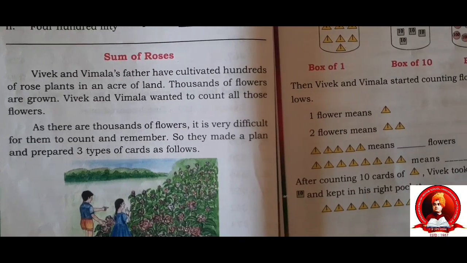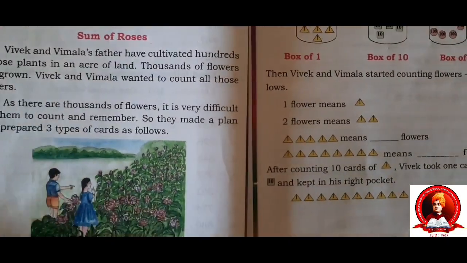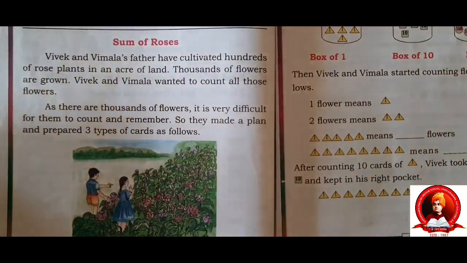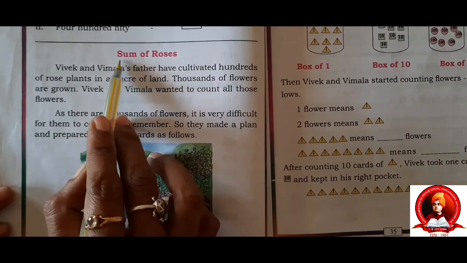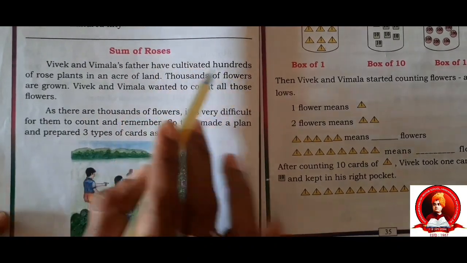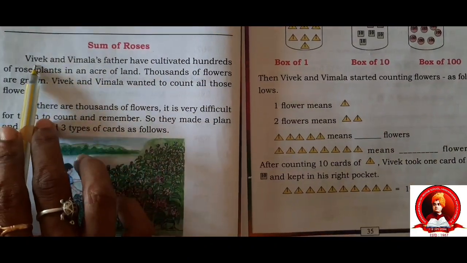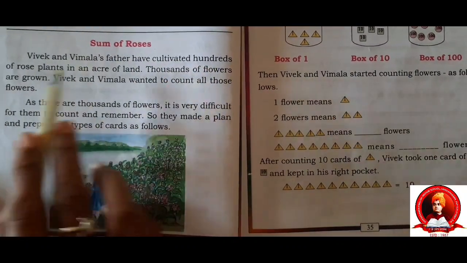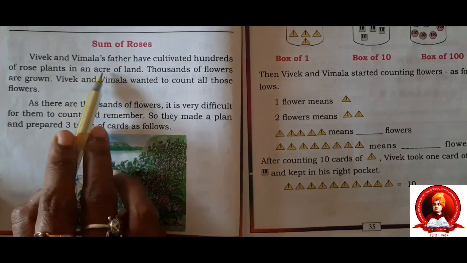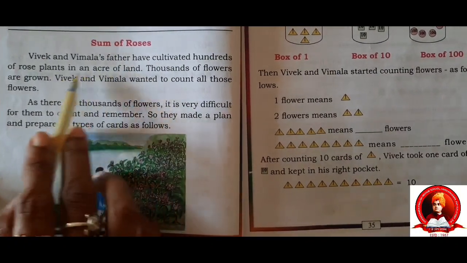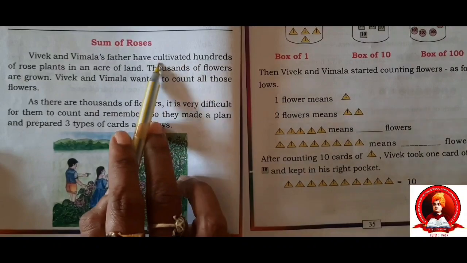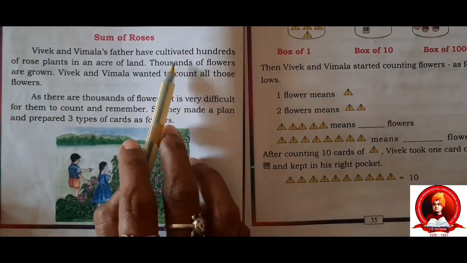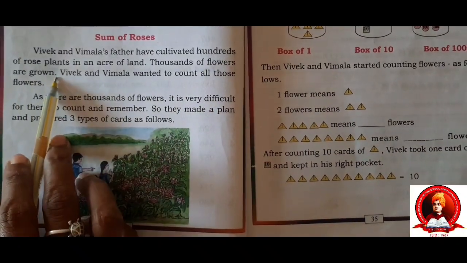Children, now let us move to the textbook activities. Here at page number 34, till the Roman number 3 we have finished. Now look here, children, some roses. Rose is a flower, you know that. Here Vivek and Vimala's father have cultivated hundreds of rose plants in an acre of land. They have land, children. There what they have cultivated? Hundreds of rose plants. Thousands of flowers are grown there.